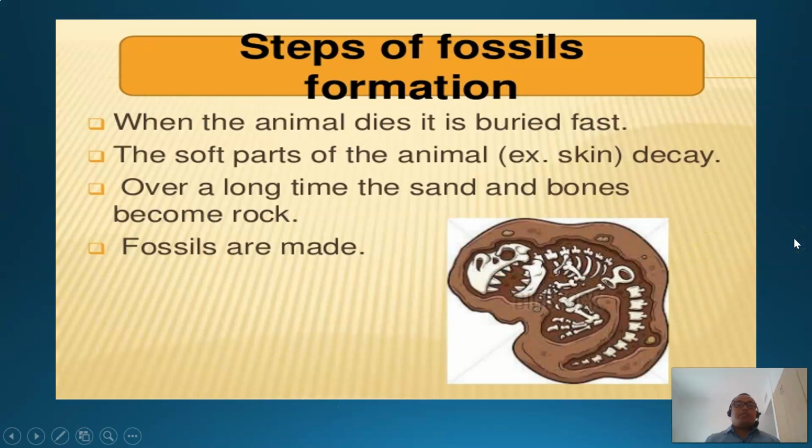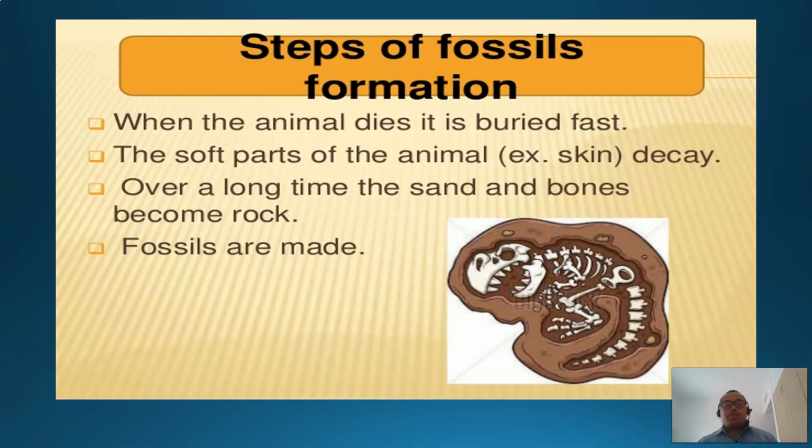Here are the steps of fossil formation. First, when the animal dies, it is buried fast. Second, the soft parts of the animal, for example their skin and flesh, decay. Third, over a long time, the sand and bones become rock, so it hardens. And finally, after hundreds or thousands of years, fossils are made. So these are the steps of fossil formation.